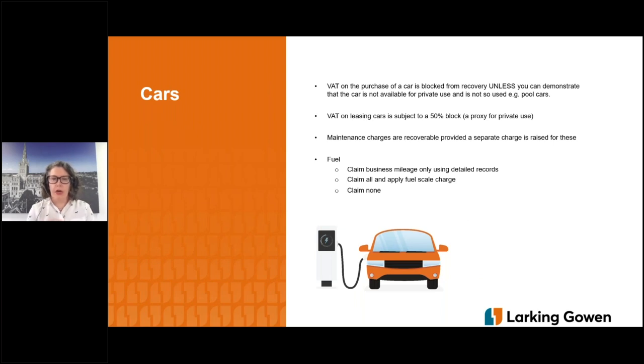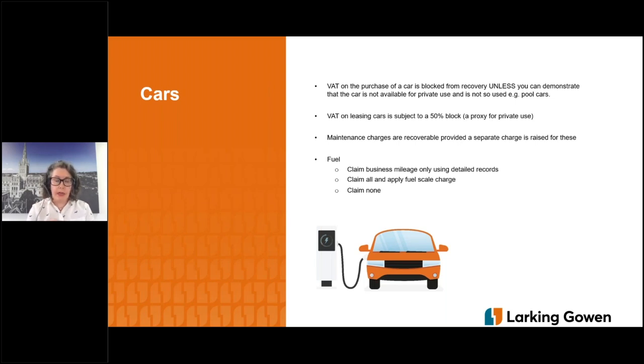I'll touch on cars. I know cars aren't necessarily a big issue for schools, but it's a big issue for VAT. Just to say that VAT on the purchase of cars is blocked from recovery unless you can demonstrate really that the car is a genuine pool car, so it isn't used by any one person for private use. It's wholly just used in the business. It's a very high bar to reach.